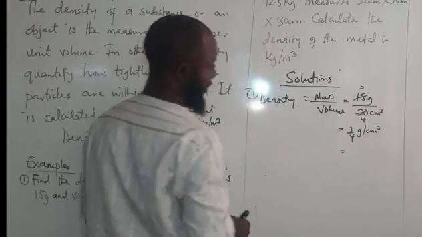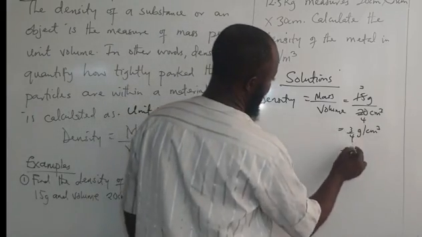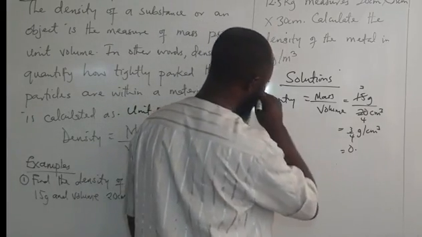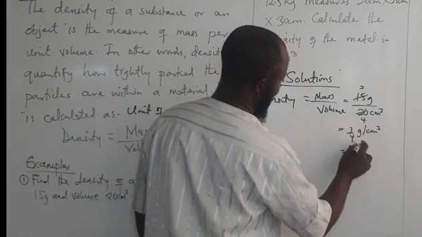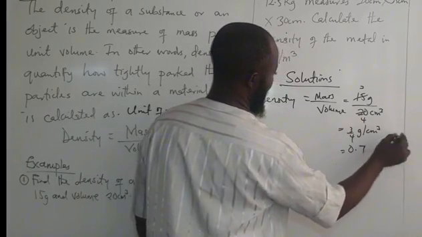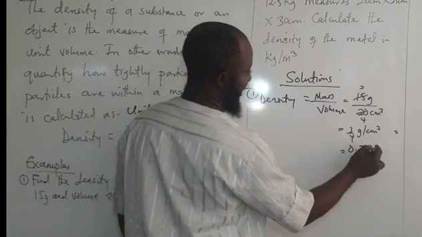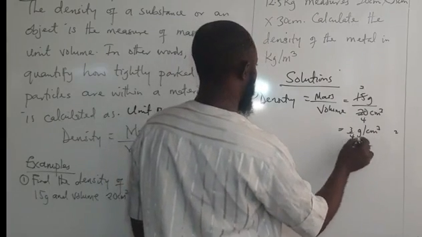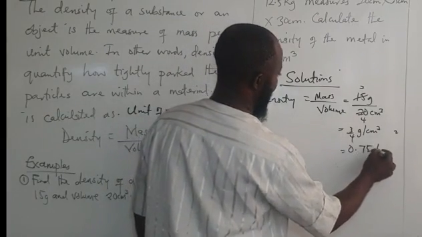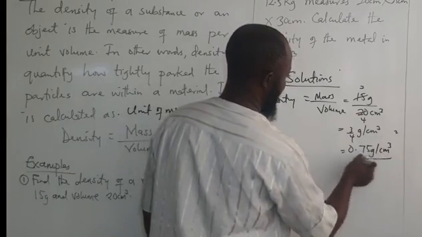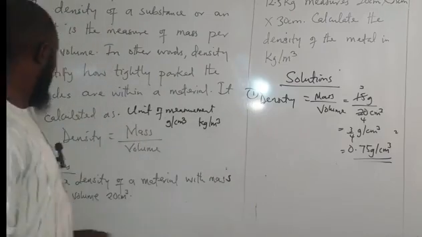So let's take this one to decimal. That is 0 point here, and that is 30. That gives us 7, remainder 2. That's 28, remainder 2. That is 5. So that's 0.75 gram per centimeter cube. So this is the density of the object.